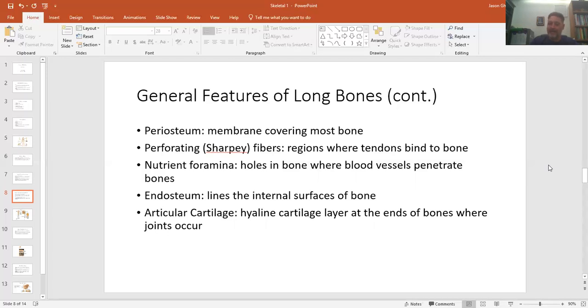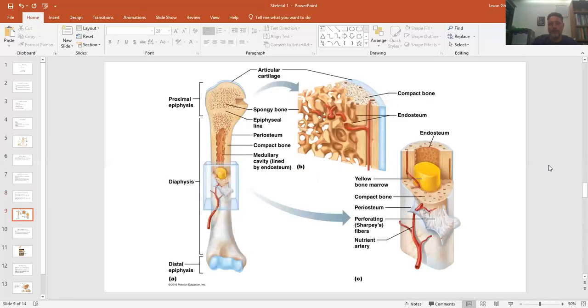The endosteum is the membrane that lines the inside of the bone, the medullary cavity, where the spongy bone is, where the bone marrow is. Then you have articular cartilage, and this is at the ends of the bones. Again, it's that cushioning where two bones come together as a joint, so you're going to have cartilage on each side of it. That's your articular cartilage.